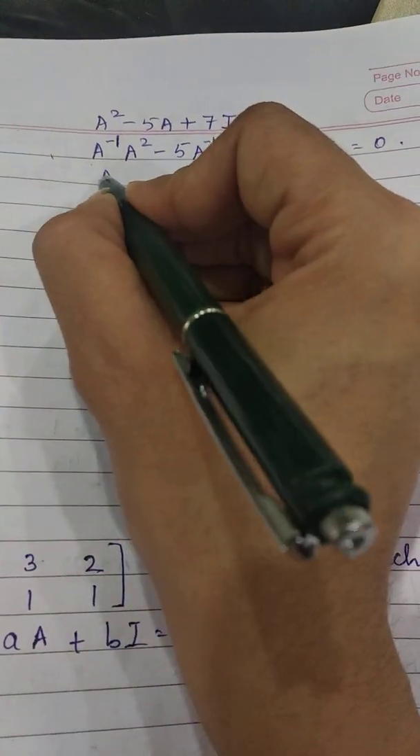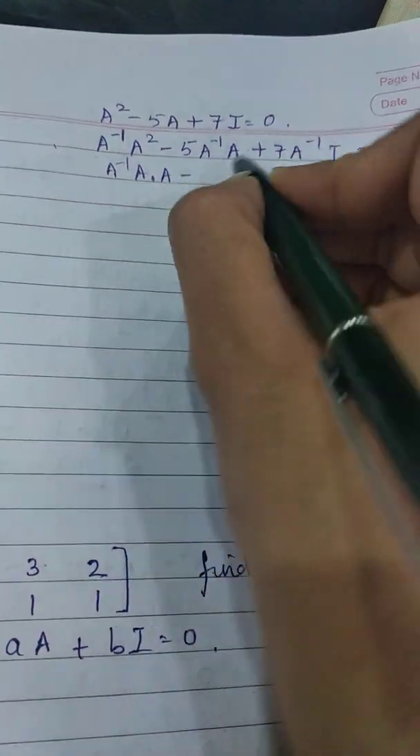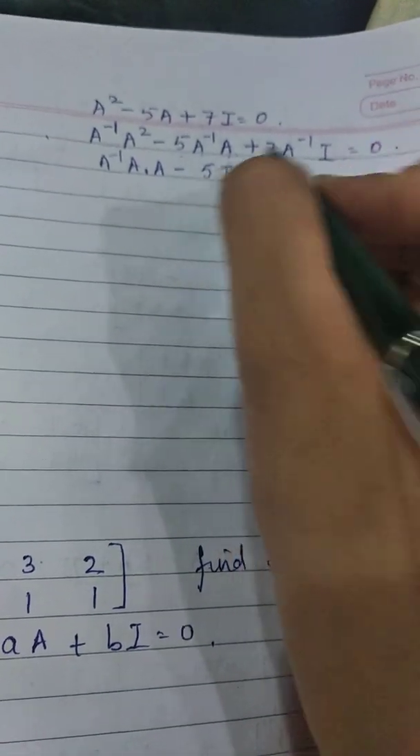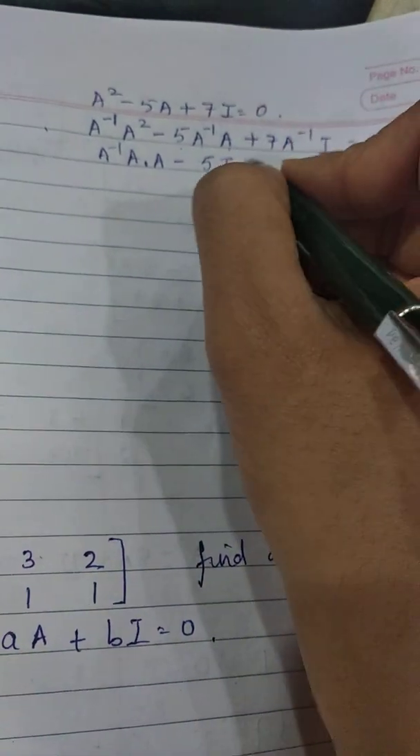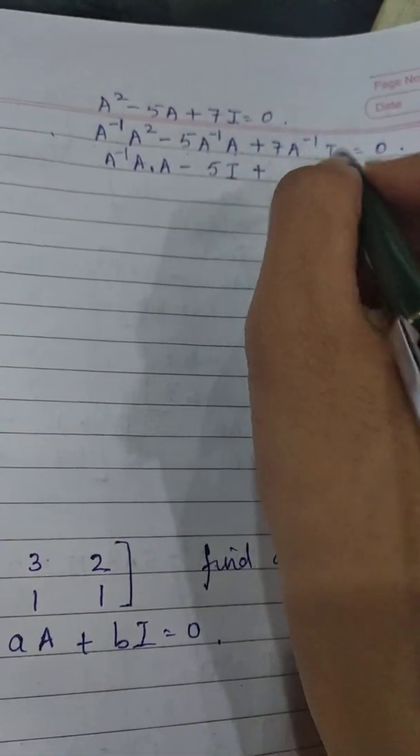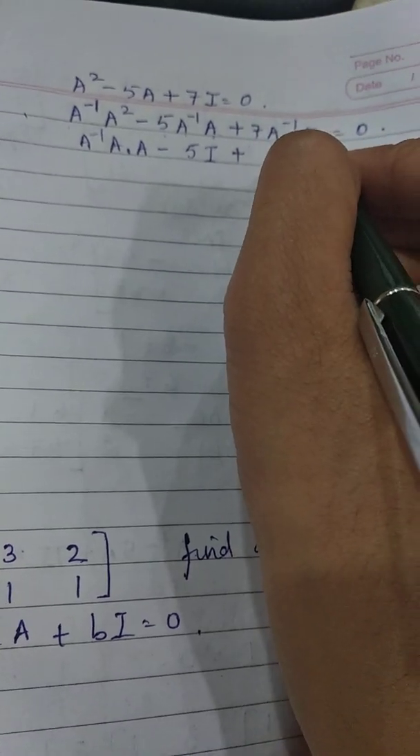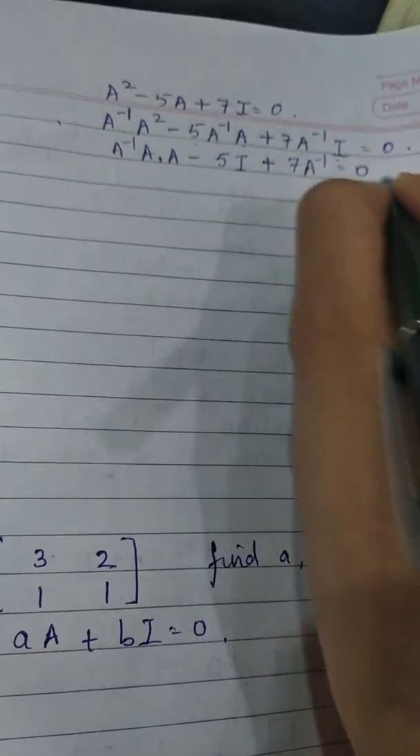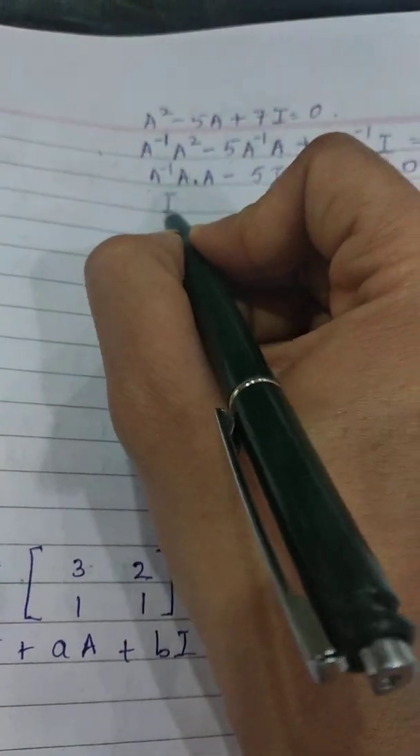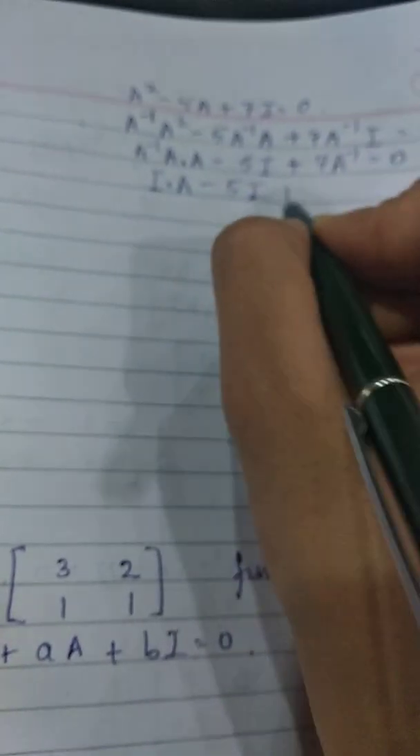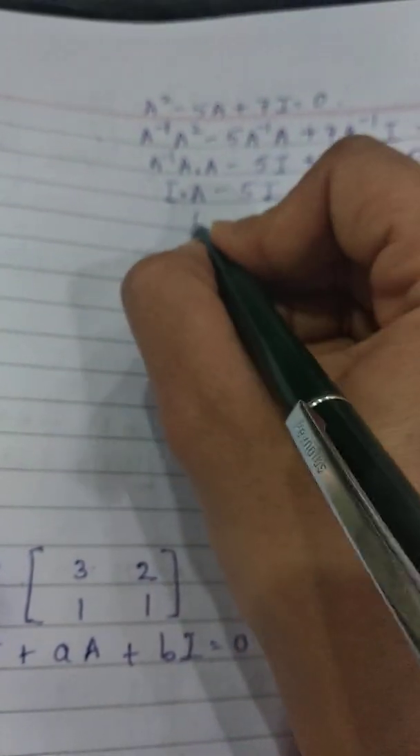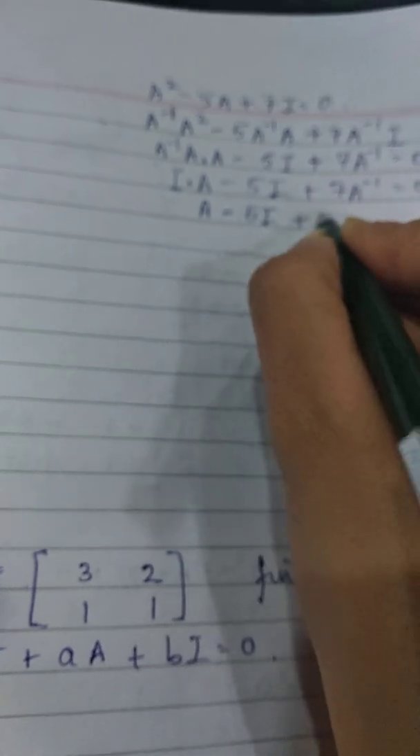Now A inverse A square can be written as A into A minus, what is 5 A inverse into A? It's identity matrix, we had done in the previous exercises, plus 7 A inverse I. Any matrix or its inverse multiplied with an identity matrix gives us that matrix itself. So it will be 7A inverse. Likewise, here A inverse A is I. Here I into A gives us A minus 5I plus 7A inverse is equal to 0.